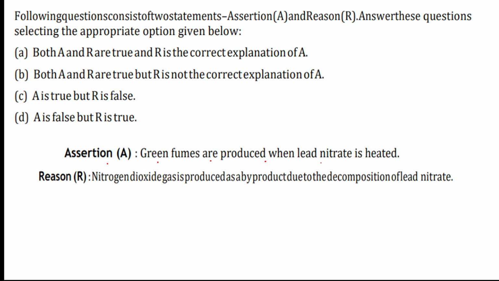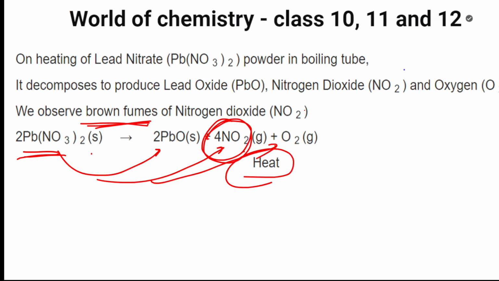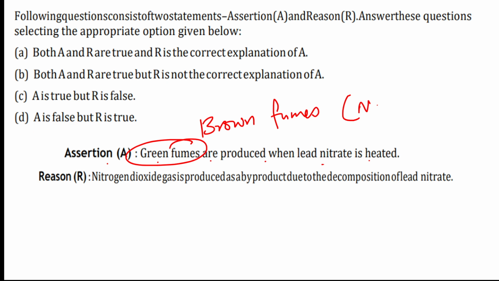Green fumes are produced when lead nitrate is heated. This is wrong, isn't it? What fumes are released? Brown fumes. What are the brown fumes which we have seen earlier? That is nothing but NO2 gas. Perfect. Nitrogen dioxide gas is produced as a byproduct due to decomposition of lead nitrate.